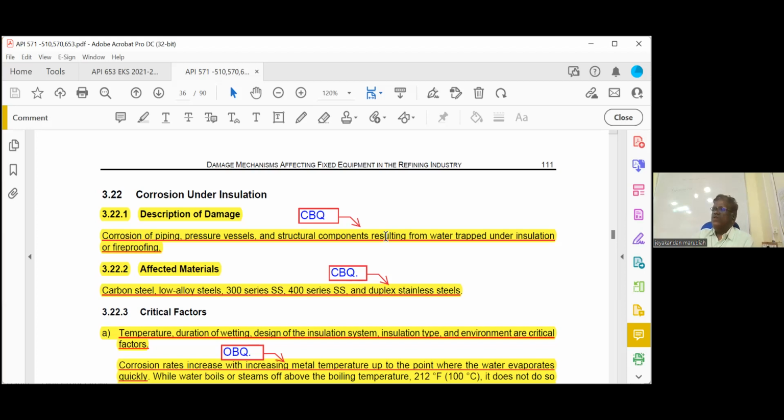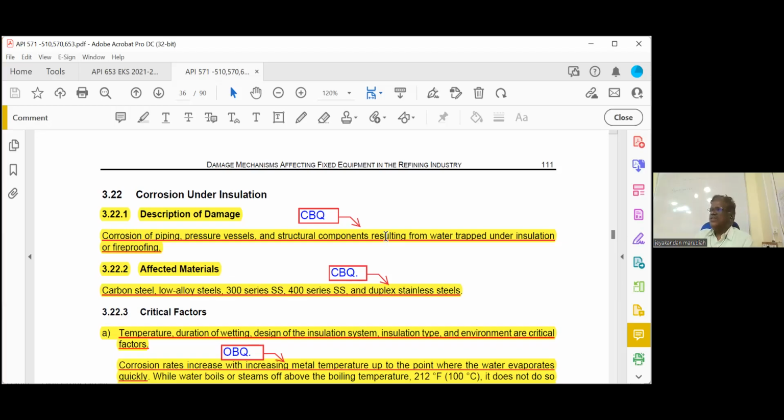Austenitic stainless steel, 140 to 350 degrees Fahrenheit. Duplex stainless steel, 280 to 350 degrees Fahrenheit. The upper limit is 350 for everything, whether it is carbon steel, low alloy steel, austenitic stainless steel, or duplex stainless steel. Only up to 350 will the CUI problem be there, because above 350 the insulation dries immediately, even if it becomes wet, because of the high temperature. Lower limit: carbon steel, low alloy steel 10 to 350. Austenitic stainless steel, I told you, 140 to 350, duplex 280 to 350. Very, very important.